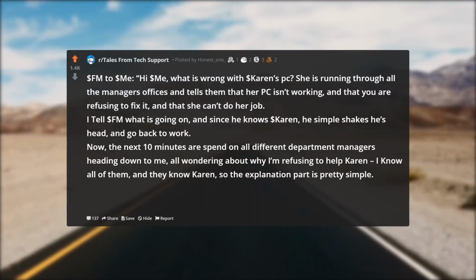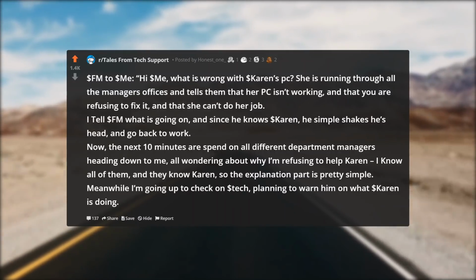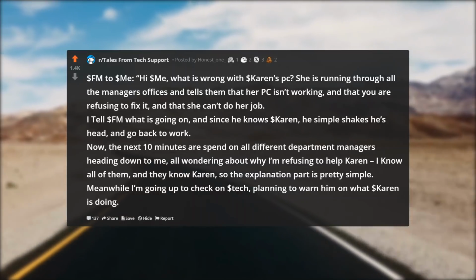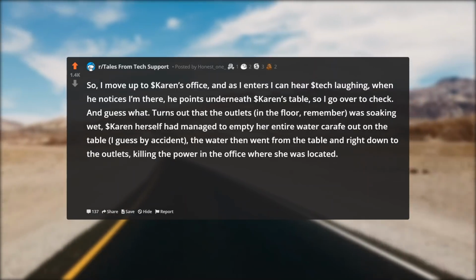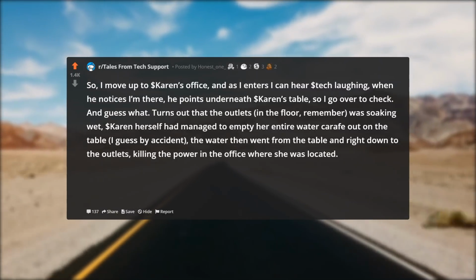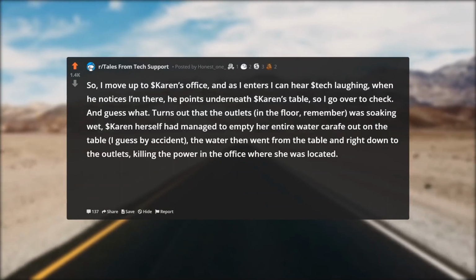I know all of them, and they know Karen, so the explanation part is pretty simple. Meanwhile, I'm going up to check on Tech, planning to warn him on what Karen is doing. So, I move up to Karen's office, and as I enter I can hear Tech laughing. When he notices I'm there, he points underneath Karen's table, so I go over to check.